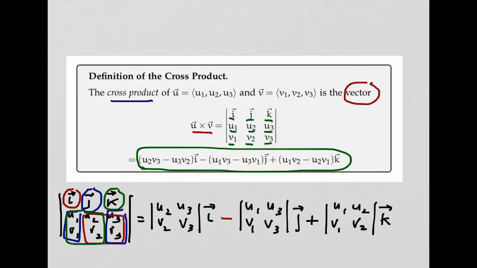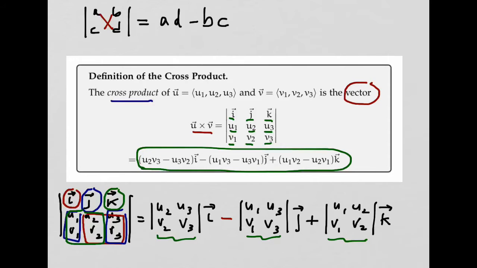And keeping in mind that the determinant of a 2 by 2 matrix in general, a, b, c, d, we compute that by doing a times d minus b times c. So all of those 2 by 2 determinants are computed according to that rule. And when we compute these determinants, we get the cross product u cross v that I circled in green.